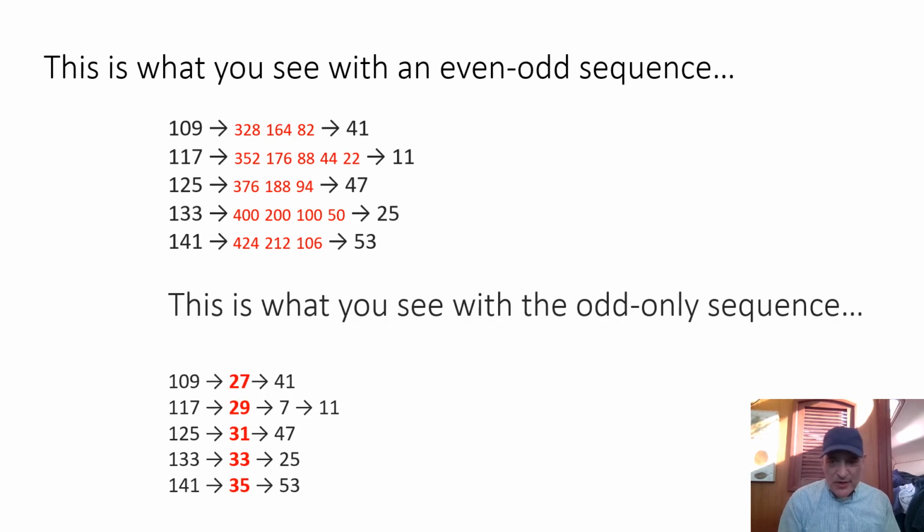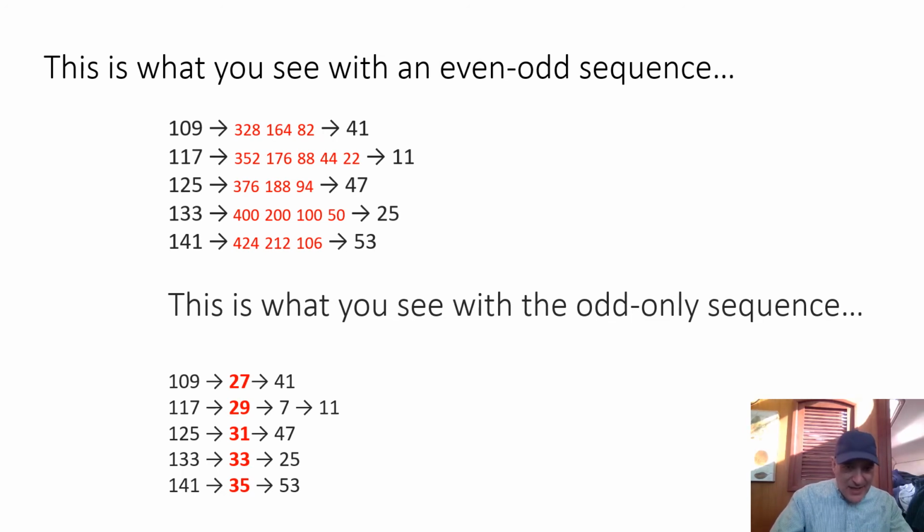So this is what you see with the odd-only sequences using my function. You see one intermediate odd number, except for one of those. So 109 minus 1 divided by 4 is 27, 117 minus 1 divided by 4 is 29, 125 minus 1 divided by 4 is 31, and so on. And in the case of 117, where we see these additional divisions by 2, obviously we're going to a very small number, we do get this intermediate odd number of 11, and then we go to 7, and then we go to 11.